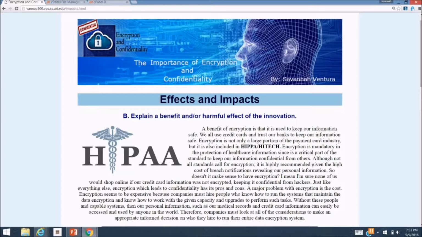Encryption seems to be expensive because companies must hire people who know how to run the systems that maintain the data encryption and know how to work with the given capacity and upgrades to perform such tasks. Without these people and capable systems, our personal information, such as our medical records and credit card information, can easily be accessed and used by anyone in the world. Therefore, companies must look at all of the considerations to make an appropriate informed decision on who they hire to run their entire data encryption systems.